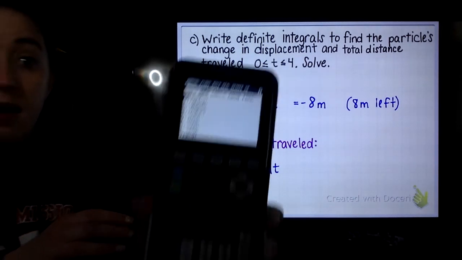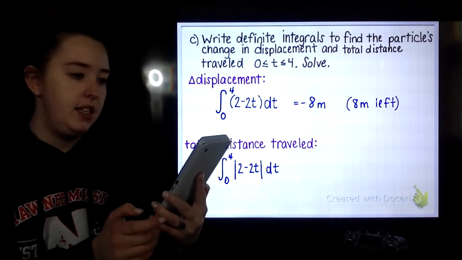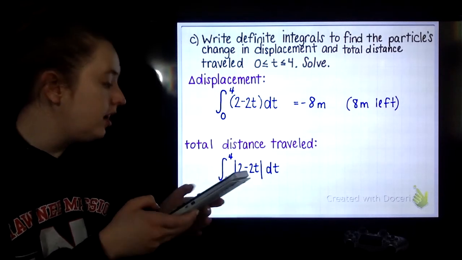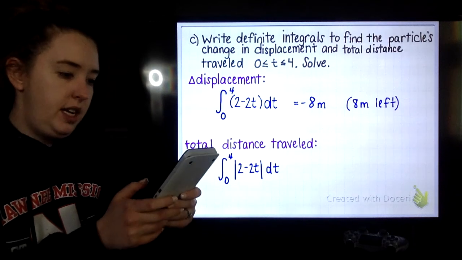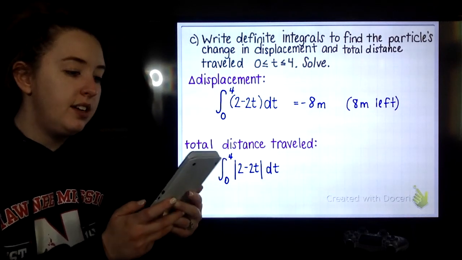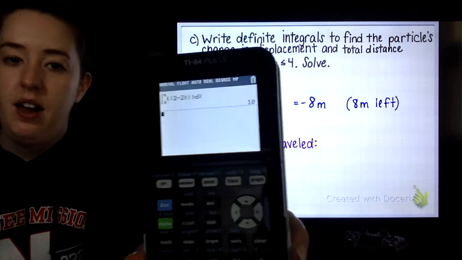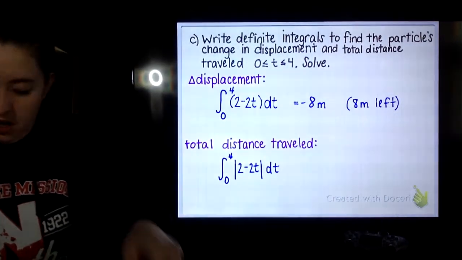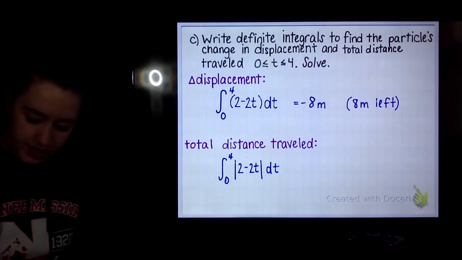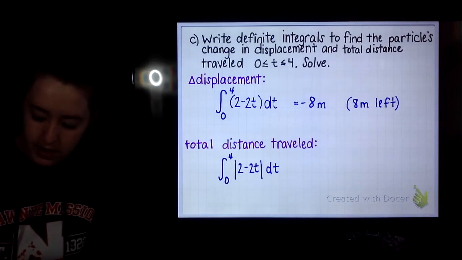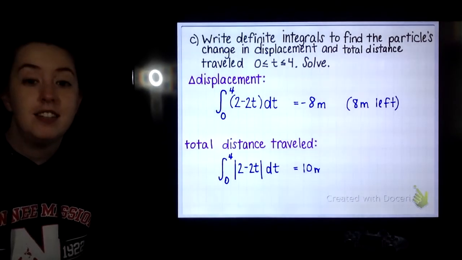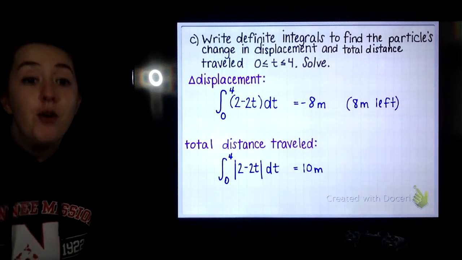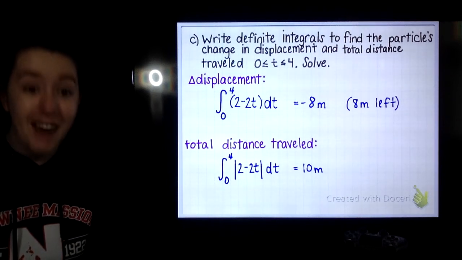That's what you want. Abs is absolute value. So we'll press enter. Absolute value of 2 minus 2x dx, and press enter. And this time we ended up with 10. So the total distance traveled was 10 meters. Good deal. So what happens when you have a graph?